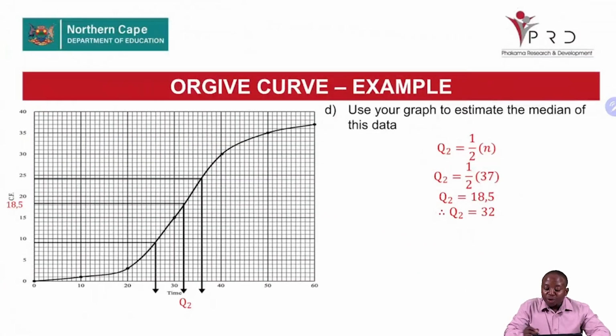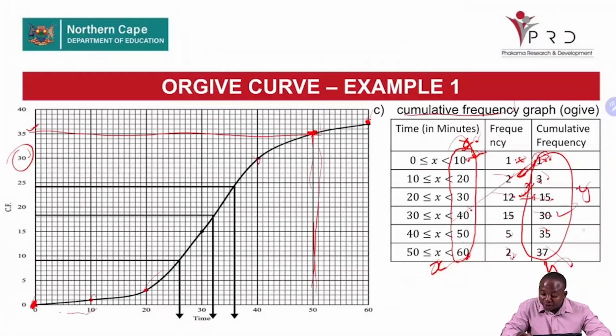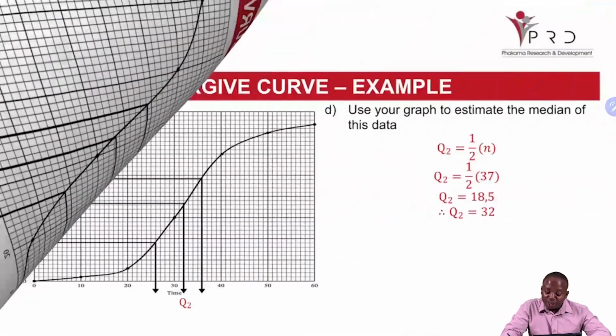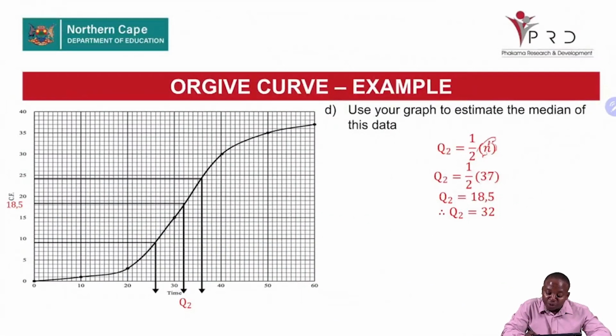Right, we move on. Use the graph to estimate the median of the data set. Remember, this is grouped data. So Q2 is equal to 1 over 2 times n. Our n in this case is the total frequency. If we go back to our table, we add all of these values and get 37. So the total frequency here is 37, and Q2 is 1 over 2 of 37. This is the y value.